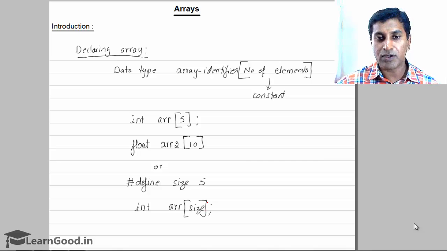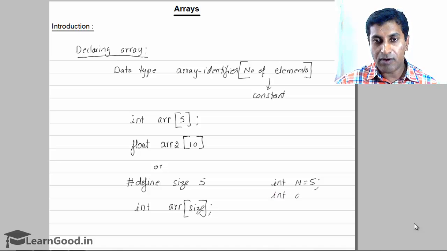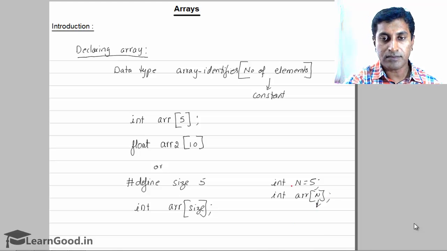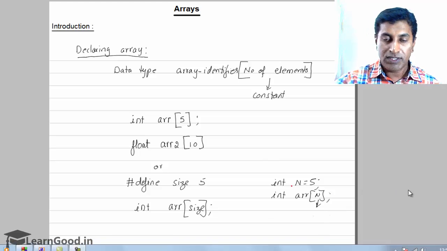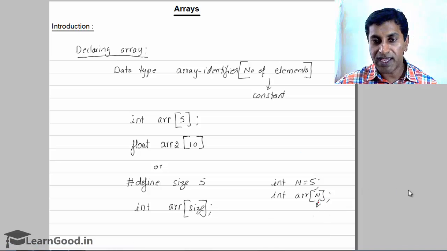But the same thing is not possible by declaring a variable. So you can't give int n = 5. n is a variable, it's not a constant, and you cannot declare an array of variable size by giving ARR of n. That is not possible. It gives an error message. So this has to be a constant. It cannot be a variable. If it is a variable, it gives an error.